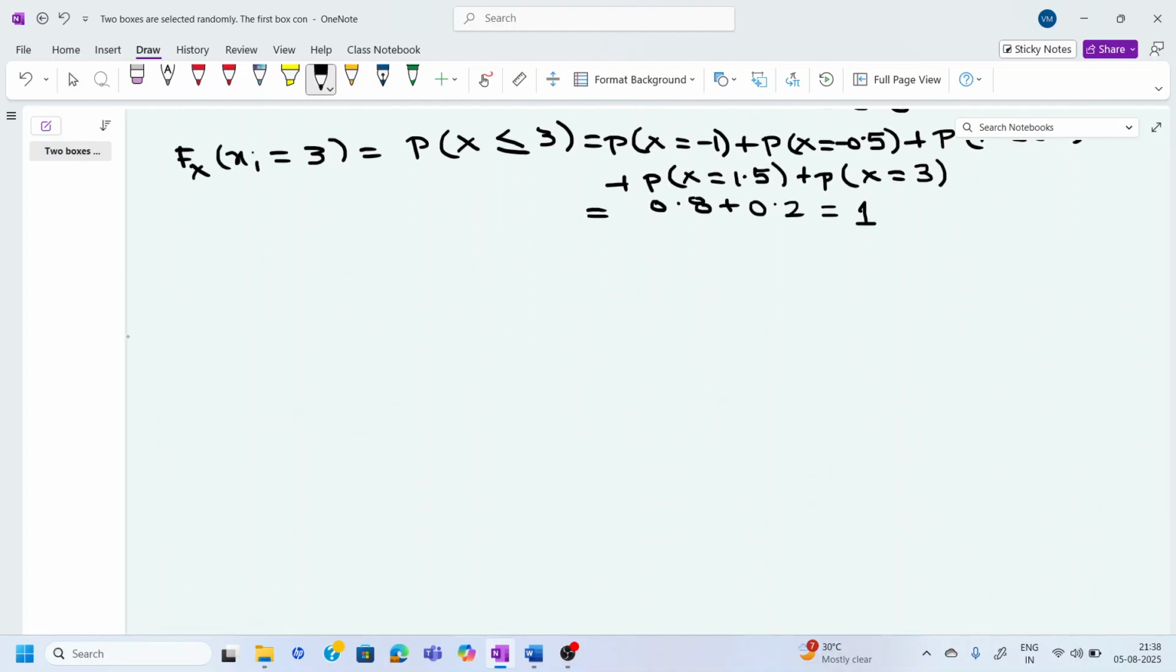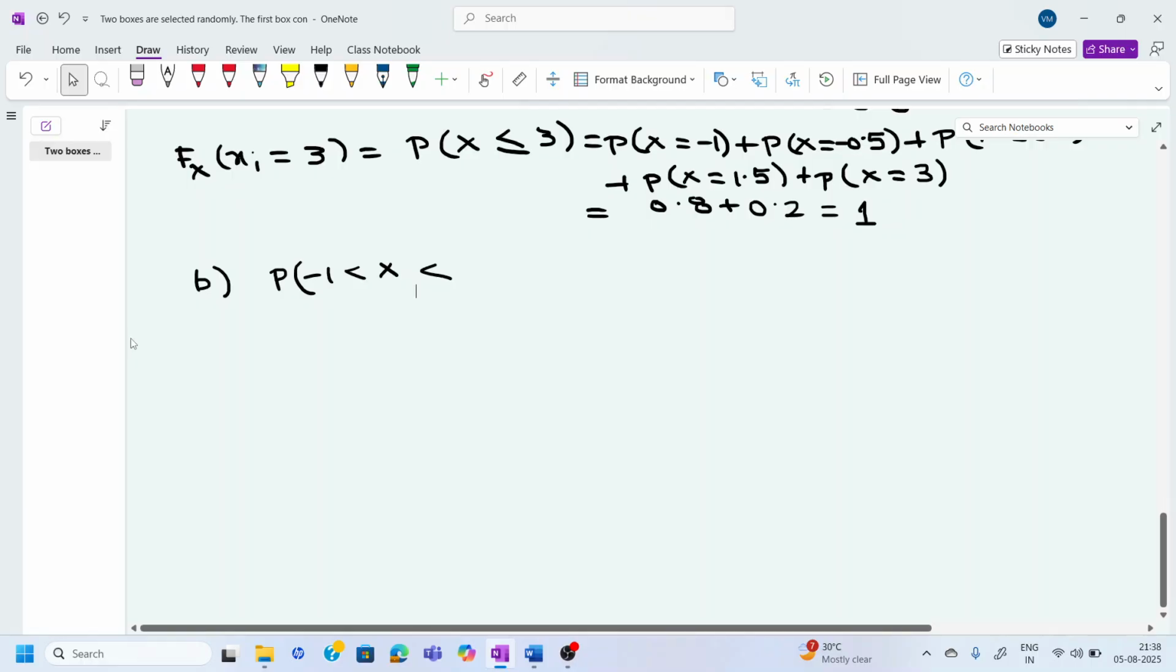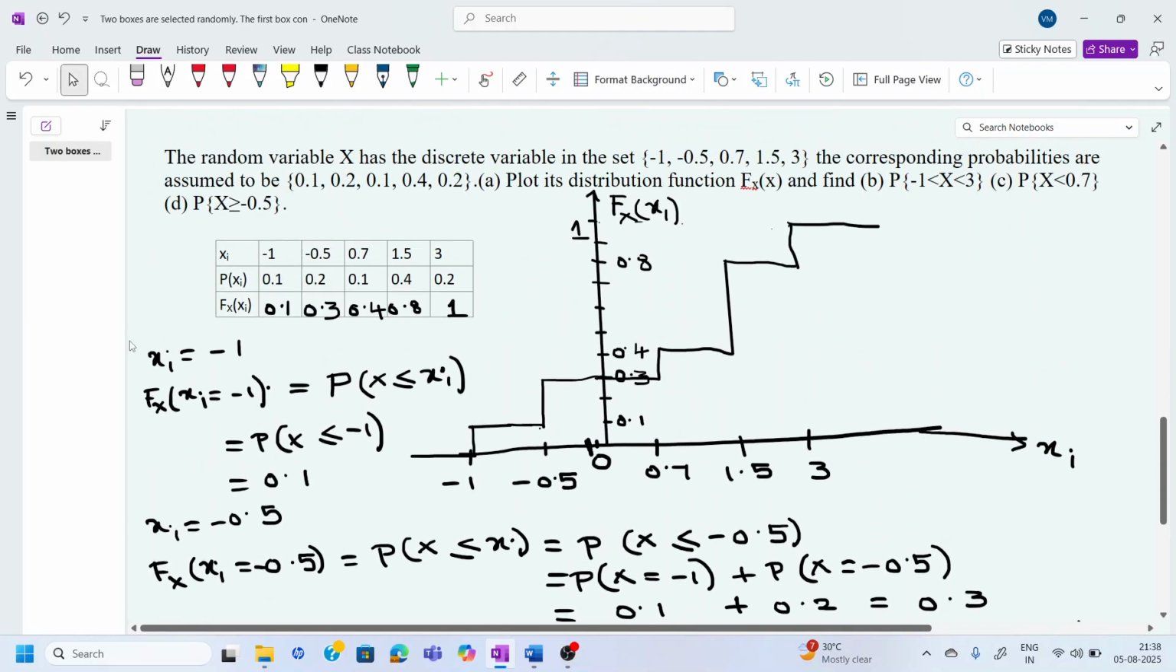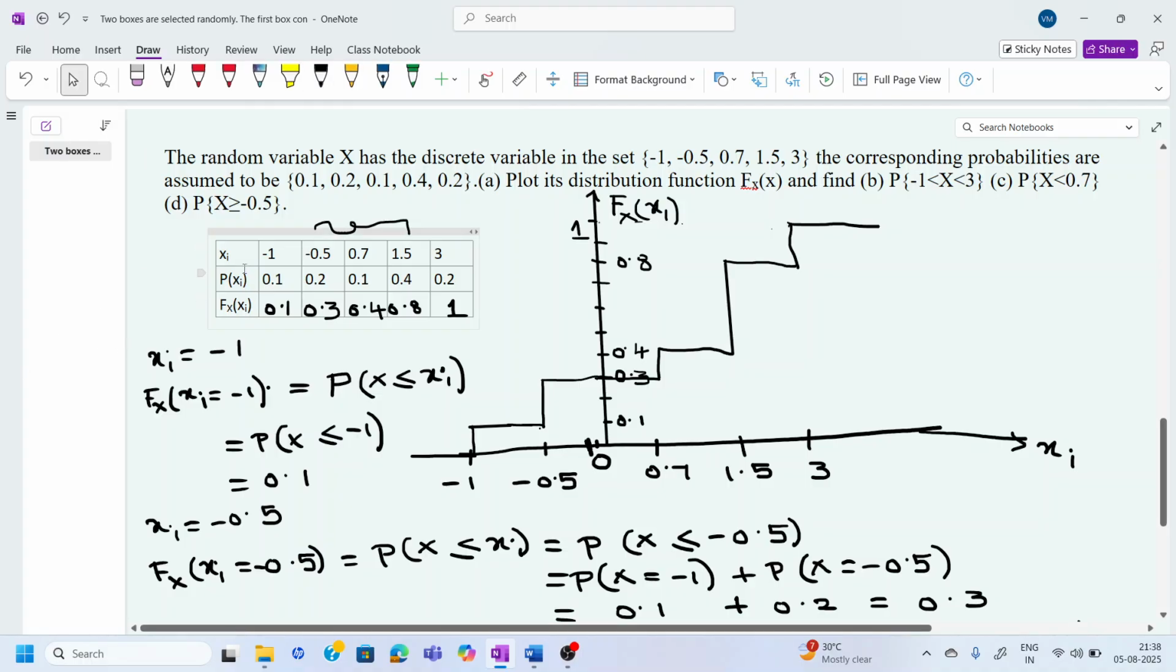Probability of minus 1 less than x less than 3. So if you observe the table from minus 1 to 3, it is not included, less than or equal to. So we have to see the values between minus 1 to 3. So between minus 1 to 3, there are 3 values. So we will copy this table.